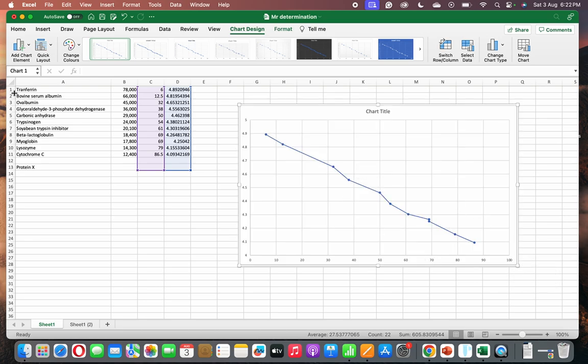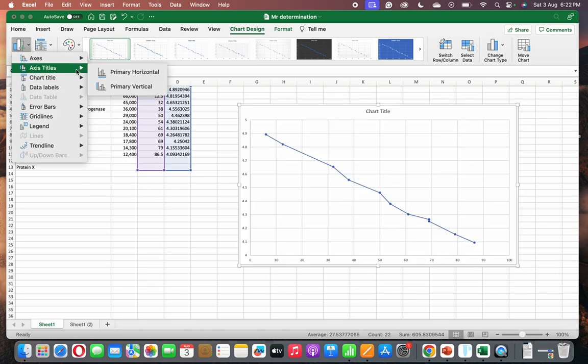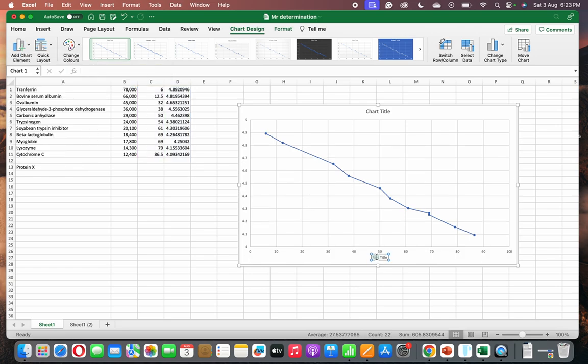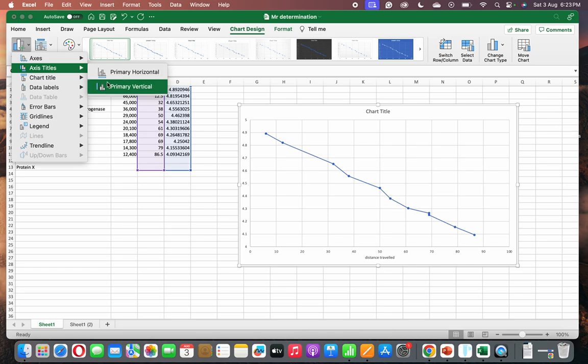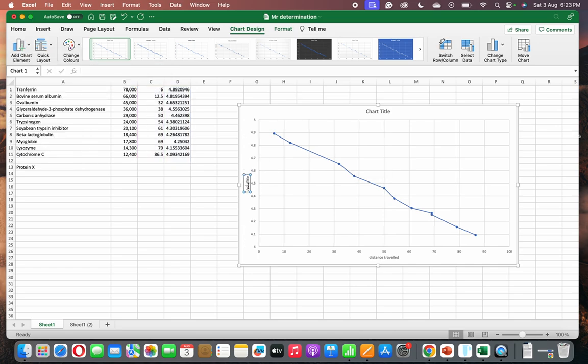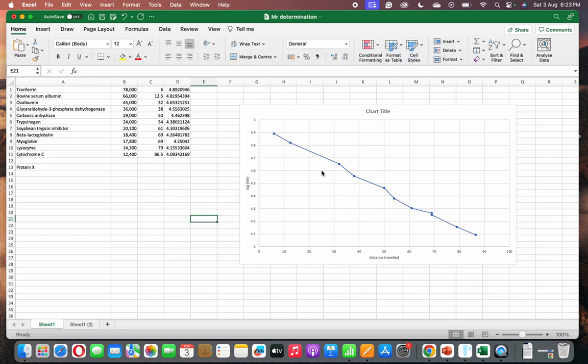Okay, so what we have here is distance traveled, and this is log of the molecular mass. Okay, and you can see that this is actually forming quite a straight line, which is what we were hoping for. That means that our gel has separated these proteins properly.